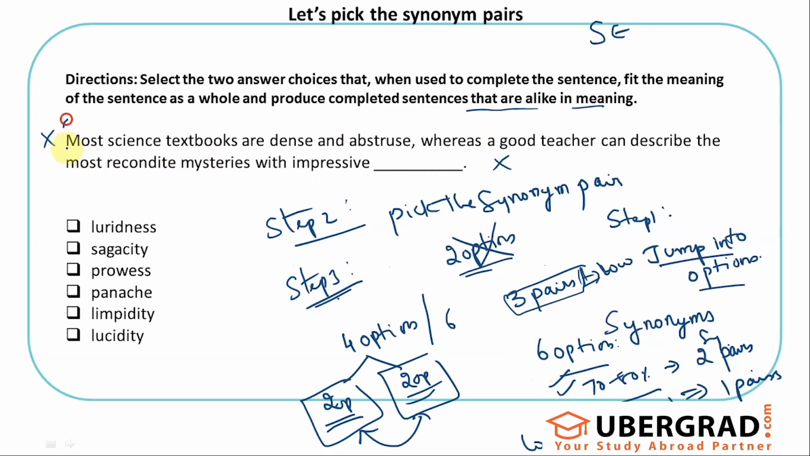now read this statement. Forget about the options. See what would be the meaning of the word that would fit, right? In your own words, find a suitable word for this. Not just one word, just what should it be, right? Like if I see this, most science textbooks are dense and abstruse, whereas a good teacher can describe the most recondite mysteries with impressive. So what would be something that would fit? Imagine this again, think, pause it and try what would be the suitable word here.